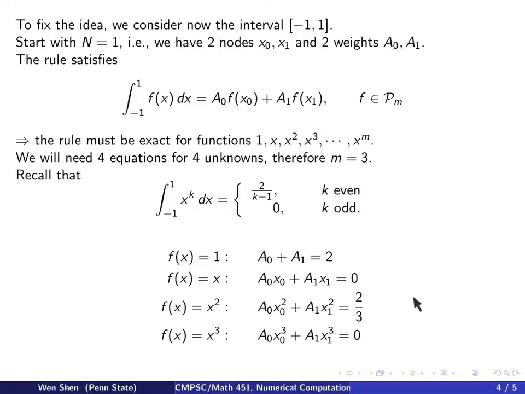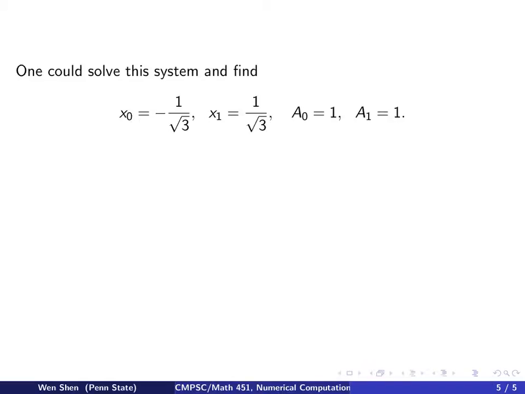Now we see we have 4 equations here for 4 unknowns, and in principle, if it's well posed, we can find the solution. If you solve those 4 equations, we would find the following solution. x0 is -1 over root 3, x1 is 1 over root 3, a0 is 1, and a1 is 1. Note that a0 plus a1, all the weights add up, equal the interval length, which is 2.